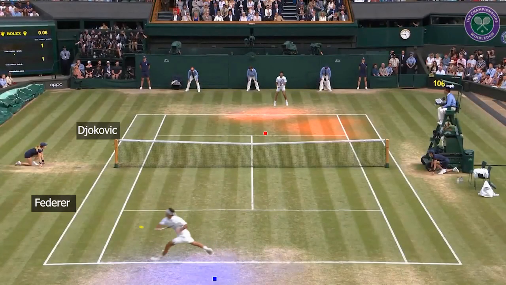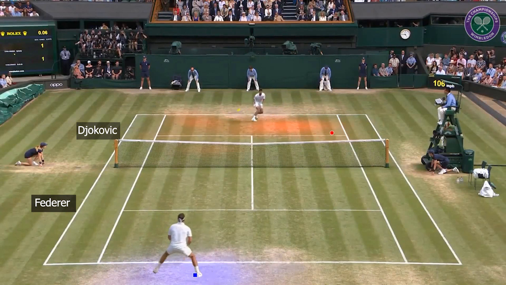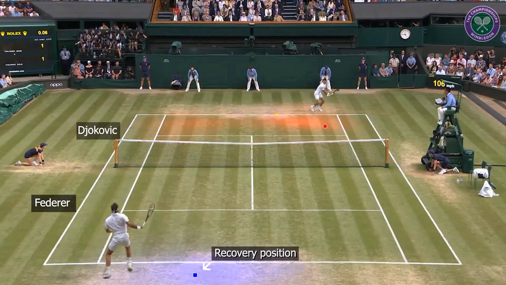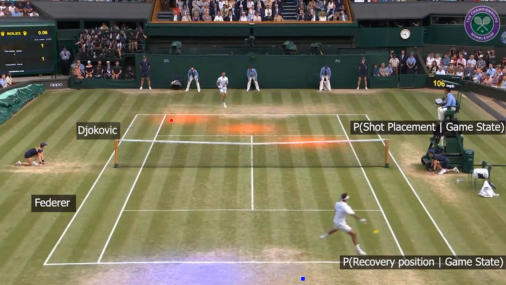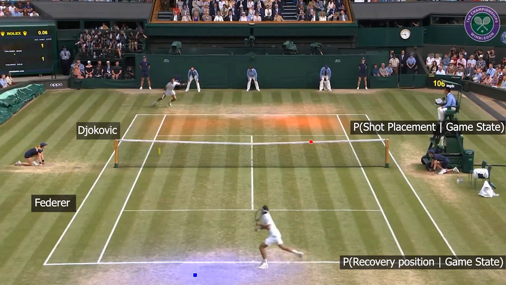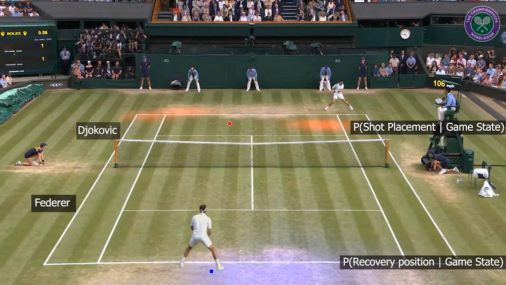For generated points to be realistic, the player sprites must not only look, but also behave like the original players. Using our database of annotated shots, we build statistical models of where a player will place their shots and where they will recover to when faced with certain point situations. The orange and blue heat maps visualize probability distributions for our shot placement and recovery position behavioral models.